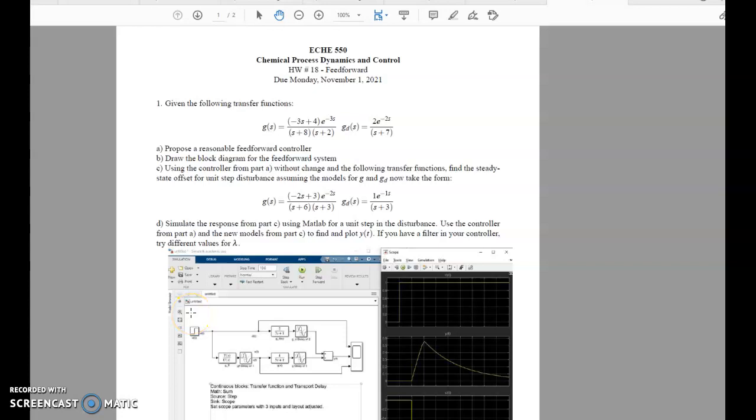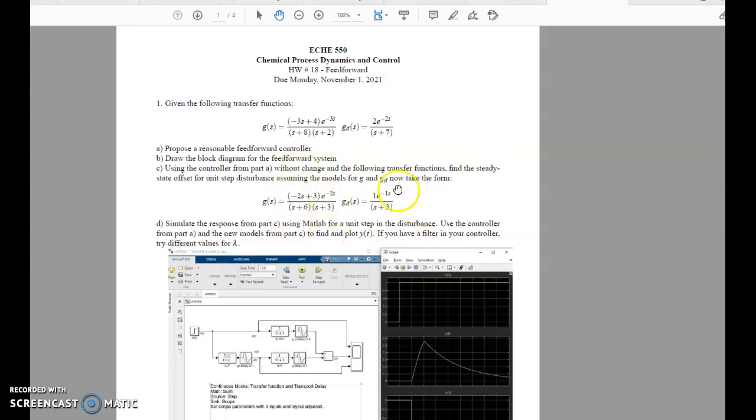Two different homeworks. One is feedforward. So we have transfer functions for G and GD. The feedforward controller should be negative GD over G. But when you formulate that, this numerator, negative 3x plus 4, when you divide by G, the right half plane 0 becomes the right half plane pole. So you have to get rid of it without changing the gain of the feedforward controller.